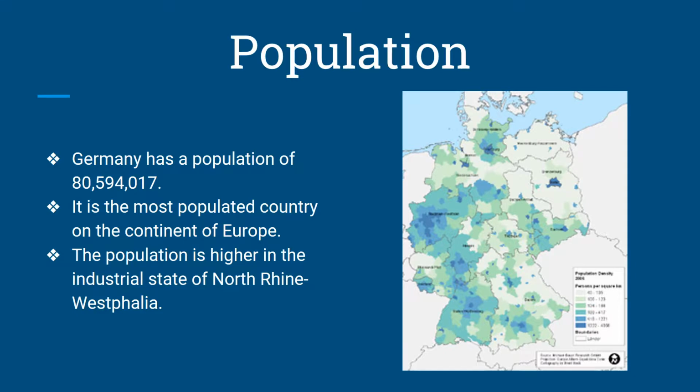Population. Germany has a population of 80,594,017 as of July of 2017. Germany is ranked 19th, making it one of the most populated countries in the world. It is the most populated country in Europe.